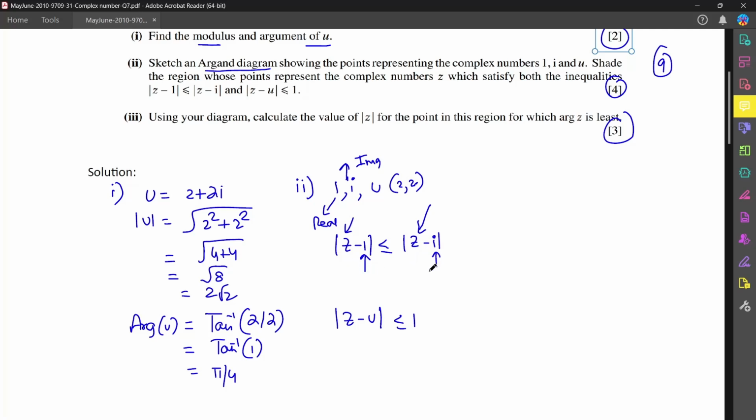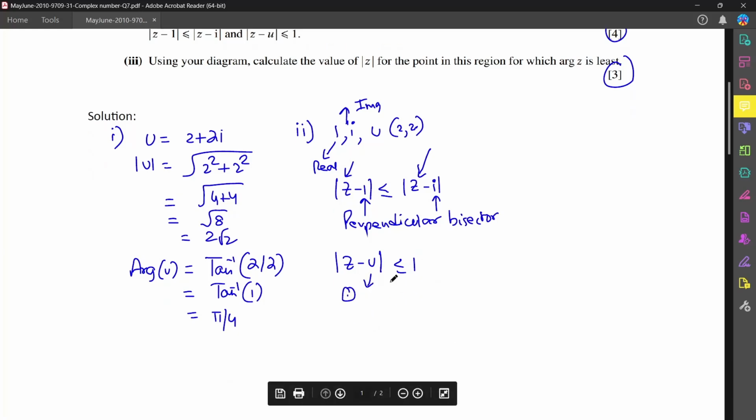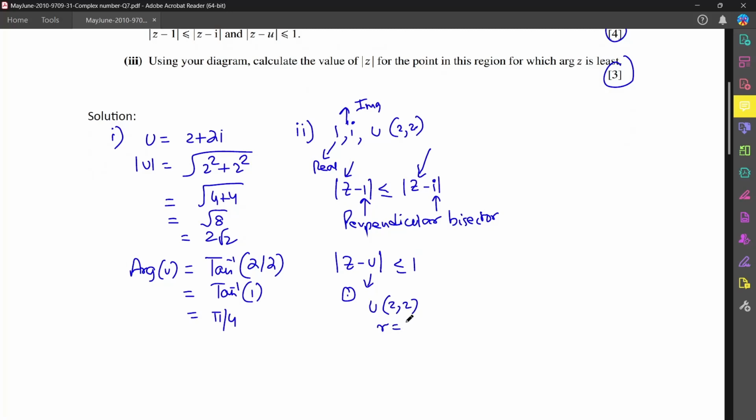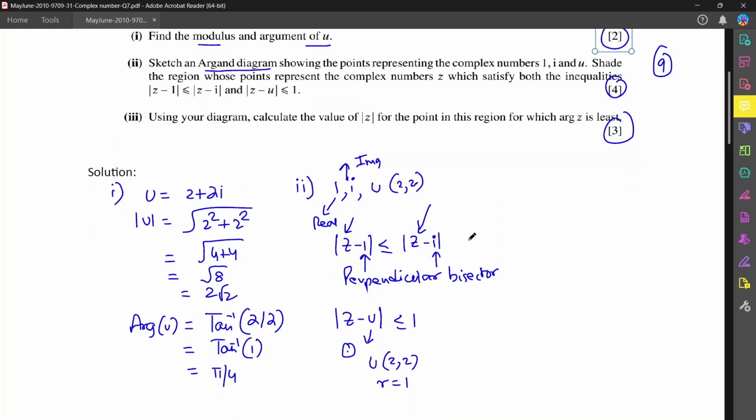If you draw the perpendicular bisector, we know the points on the perpendicular bisector are the points which are equidistant from 1 and i. So let's draw the perpendicular bisector first, and then we'll mark the region which corresponds to our question. So this is a perpendicular bisector. Coming to the other one, the modulus of z minus u equal to 1 is nothing but a circle with the center u. So u here is 2 comma 2, and the radius is 1. Let's draw this.